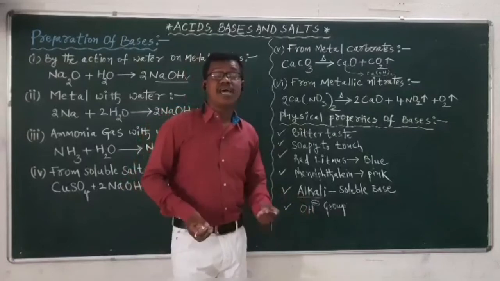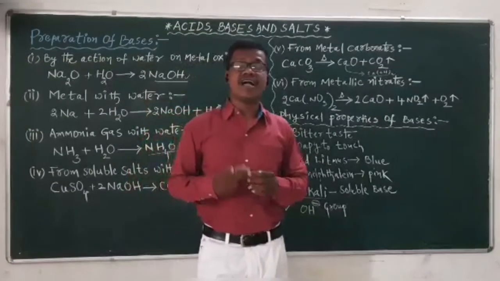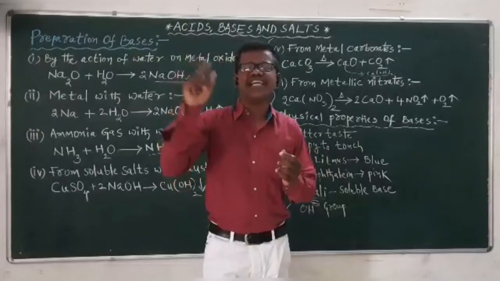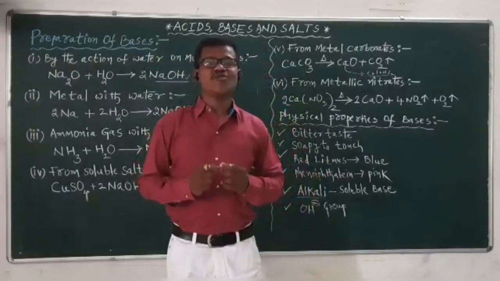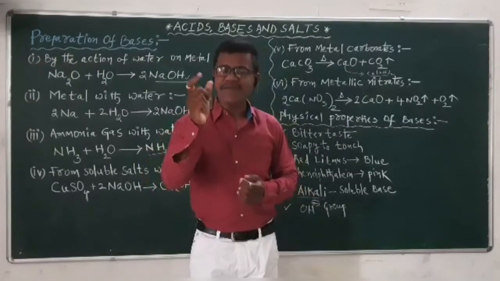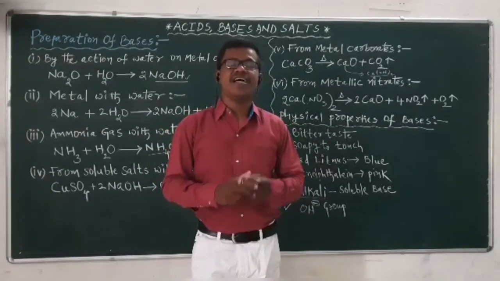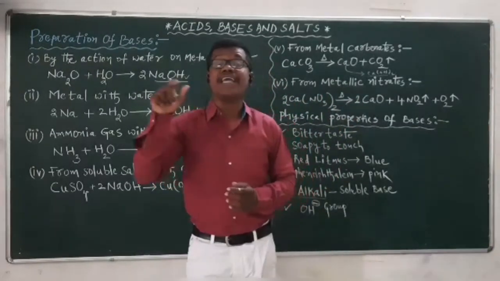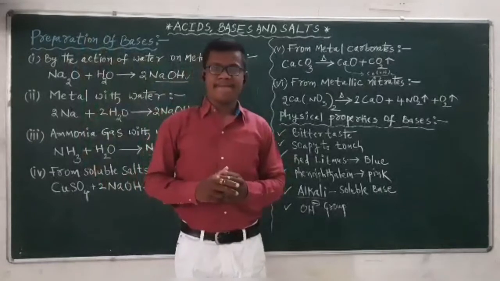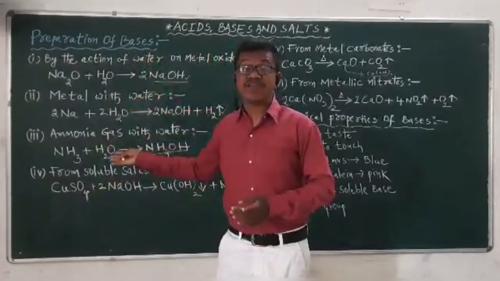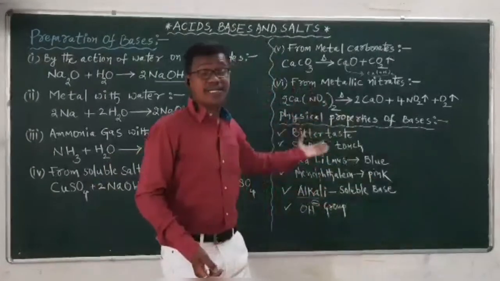And last one, every base, whatever you take, according to Arrhenius, the base should have an OH minus group. OH minus group is nothing but the hydroxide group. So when you hear the word hydroxide, that means that is a base. So it can be shown with OH minus 1. So this is the class on preparation plans for bases and physical properties of bases.